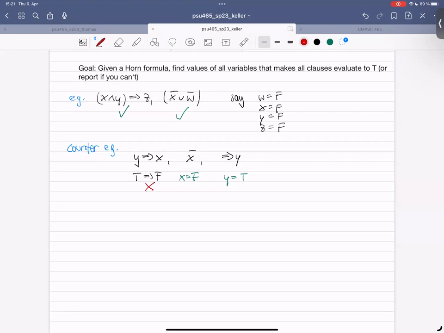So here, no such satisfying assignment exists, or at least we couldn't find one, and we will see in a minute that actually there is no satisfying assignment for this particular case.